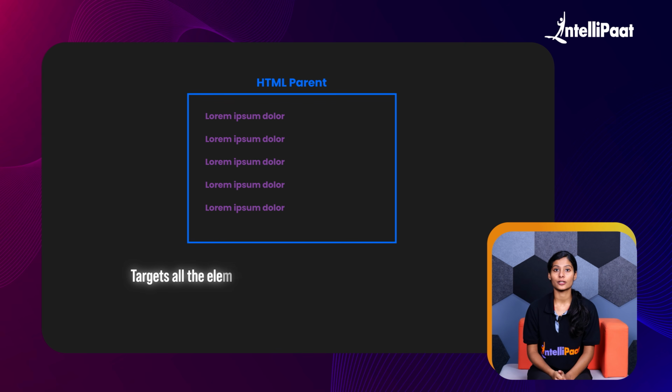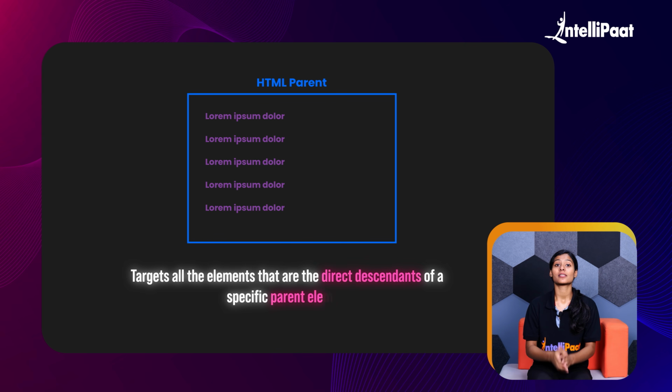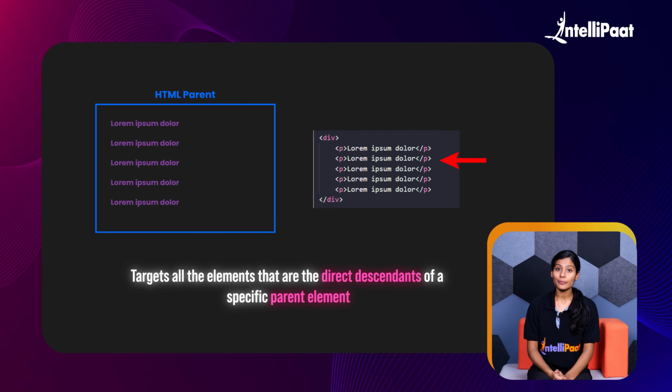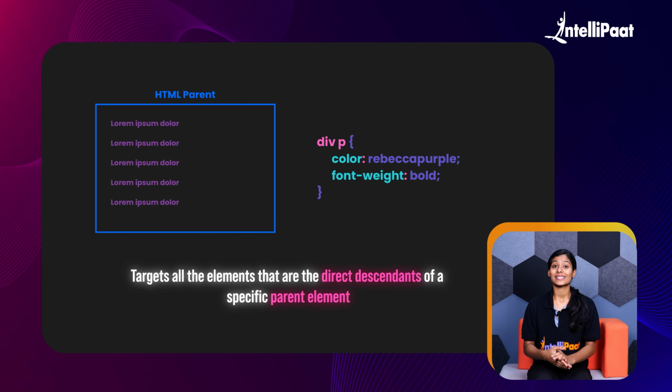Let's start with the descendant combinator. As the name suggests, this one targets all the elements that are the direct descendants of a specific parent element, like these child paragraph elements, which are the descendants of this parent div tag. To select these paragraph elements within the div tag, you can use the descendant combinator like this.